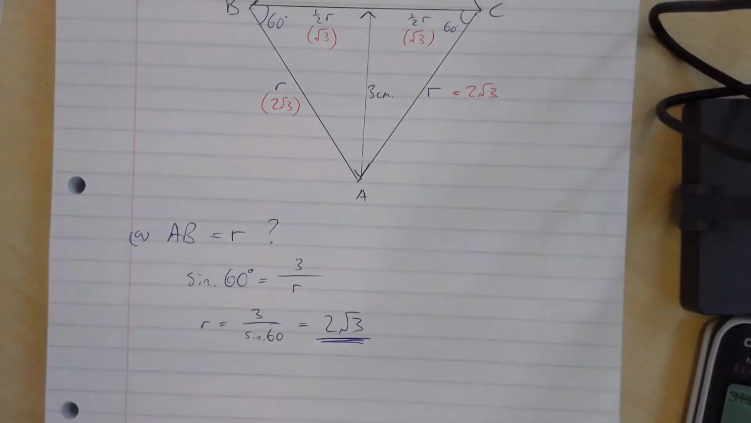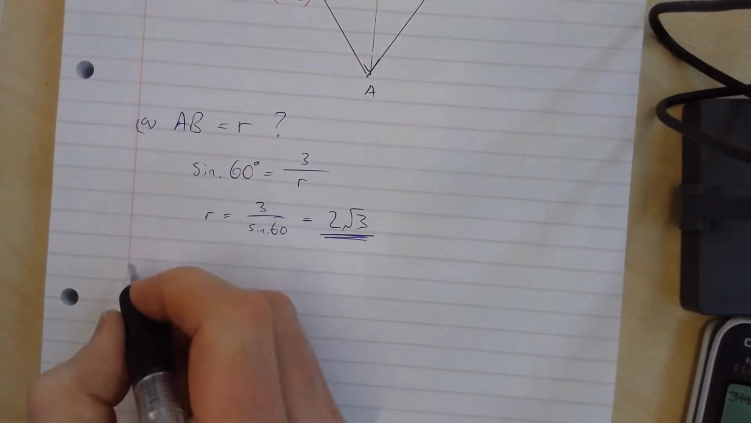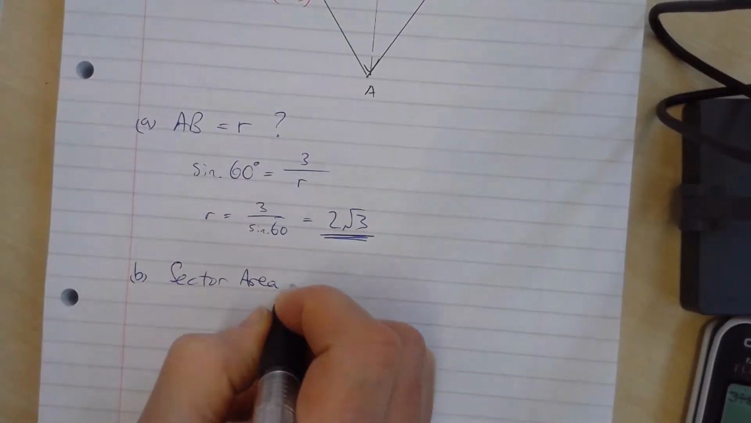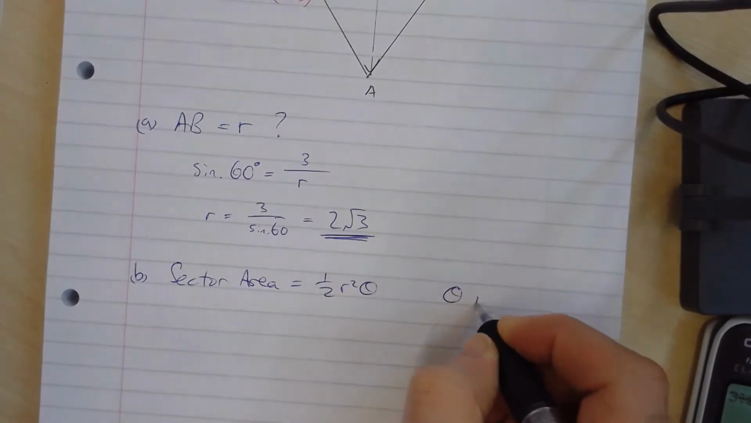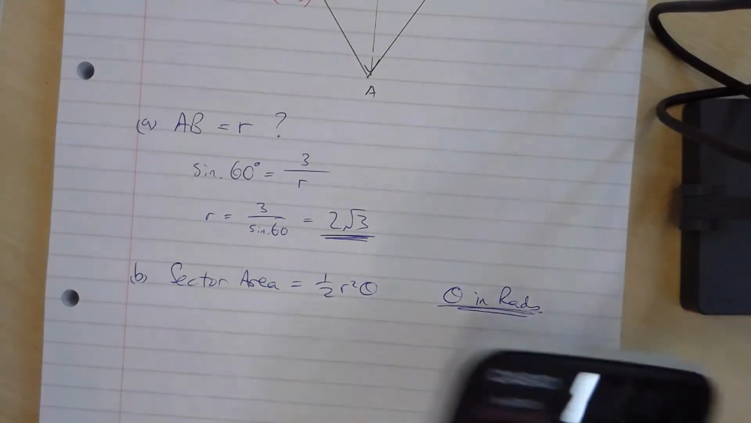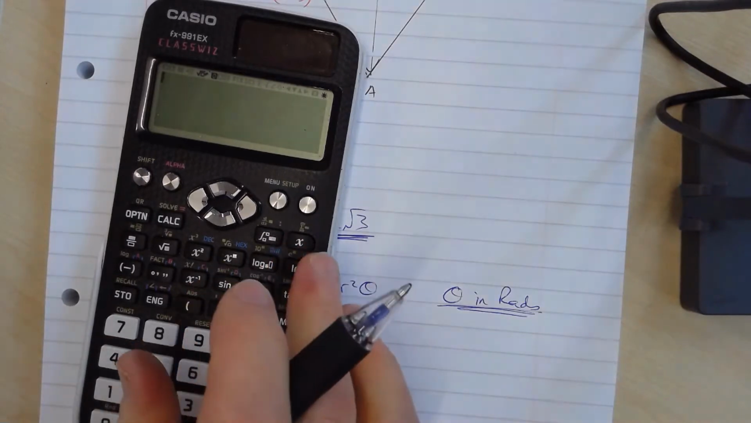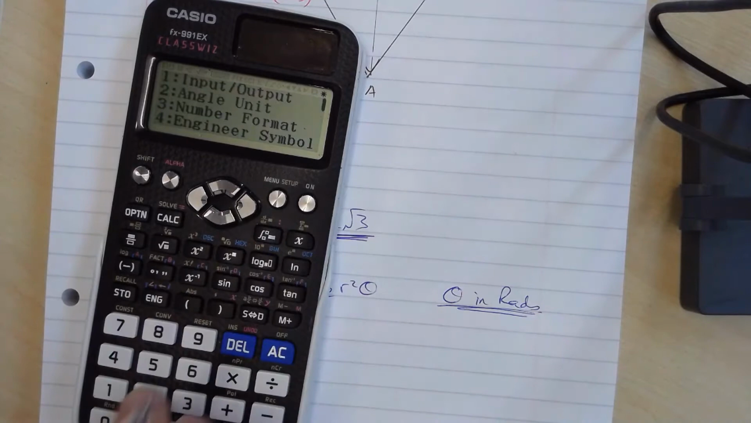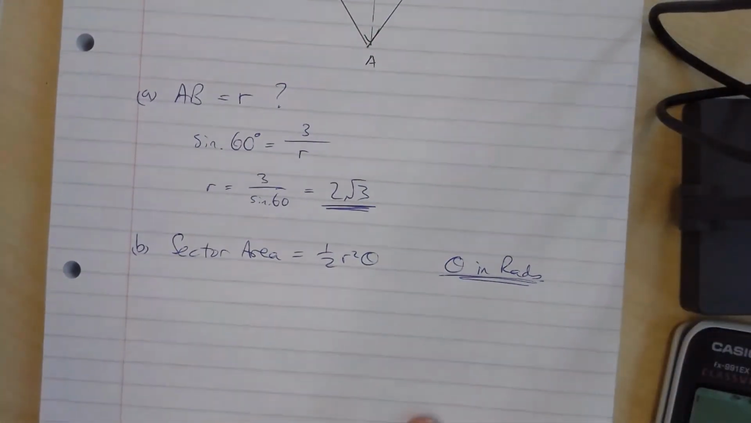Right, question B, find in terms of pi the area of the badge. That is to say the area of the full sector. So sector area, we should now know from question 1, even if we didn't before, it's half r squared theta, where theta is in radians. So that means I'm going to need to put my calculator back into radians, just to be helpful, although it might not be totally necessary.